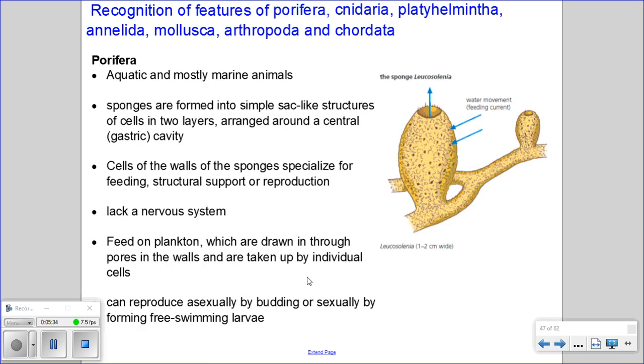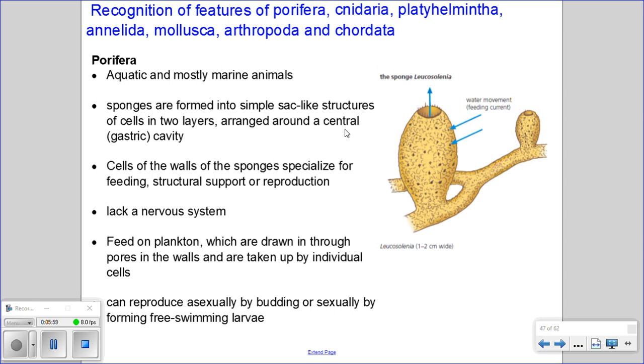So we'll start with the Porifera. These features of this phyla include that they are aquatic, mostly marine animals. Sponges are formed into simple sac-like structures of cells in two layers, arranged around a central gastric cavity. Cells of the walls of the sponges specialize for feeding, structural support, or reproduction.